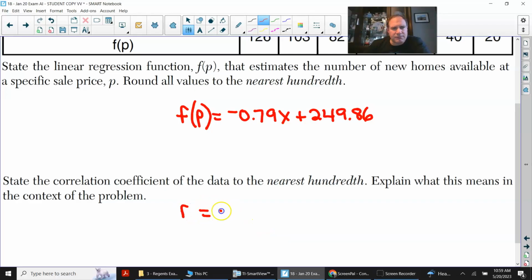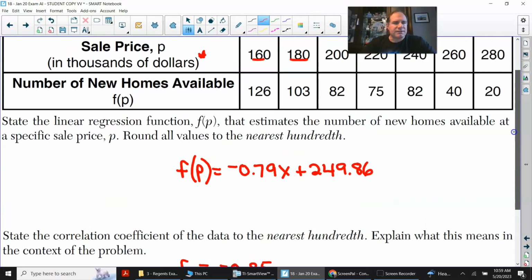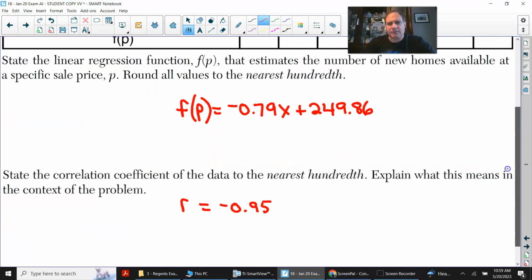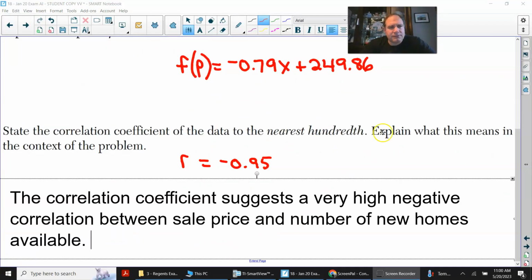Correlation coefficient r equals negative 0.95, and explain what it means in the context of the problem. The correlation coefficient suggests a very high negative correlation between, use the words that they give you, sales price in thousands of dollars and number of new homes available. All right, and I'll come back and I'll write that. And that is your answer. Correlation coefficient suggests a very high negative correlation between sales price and the number of new homes available.